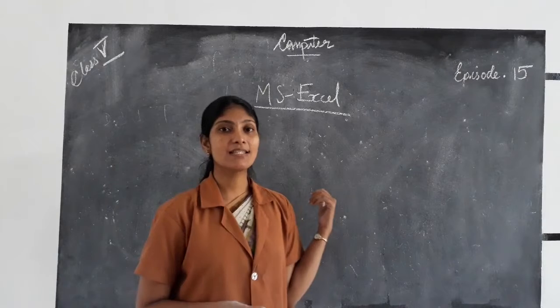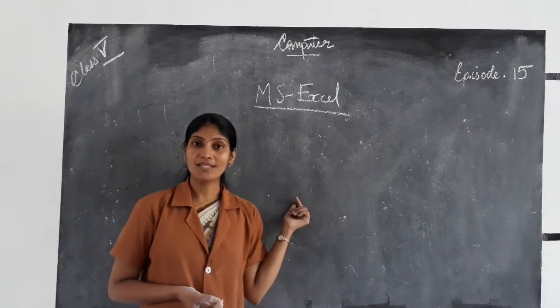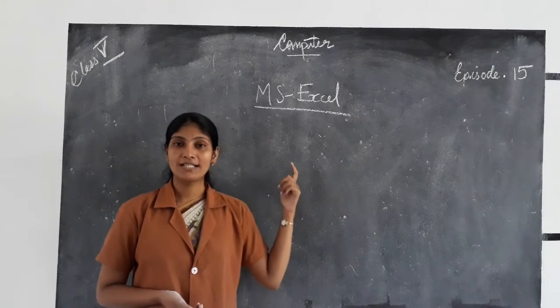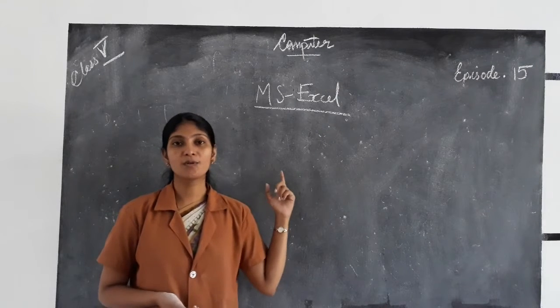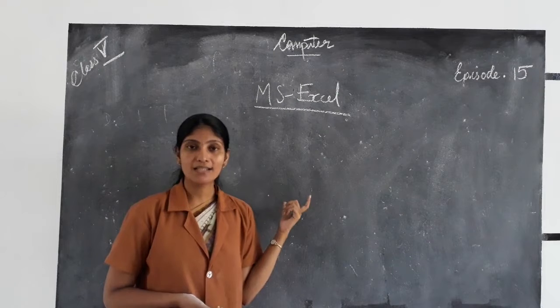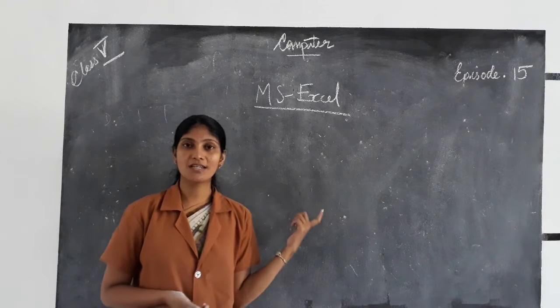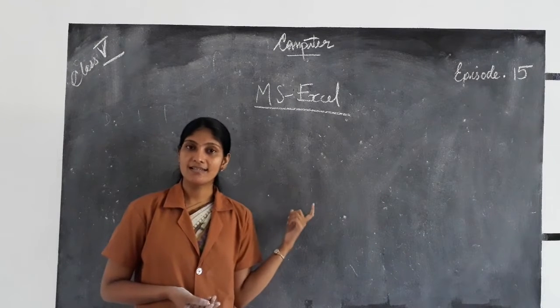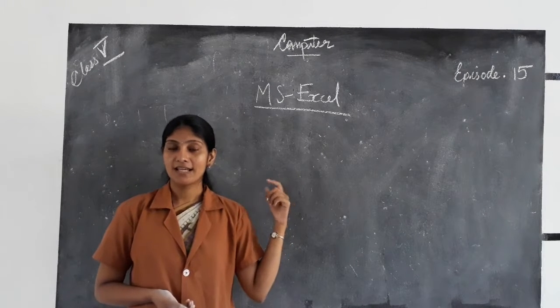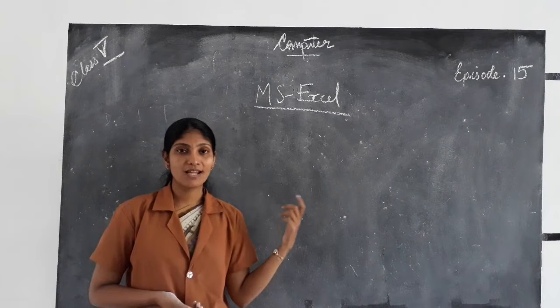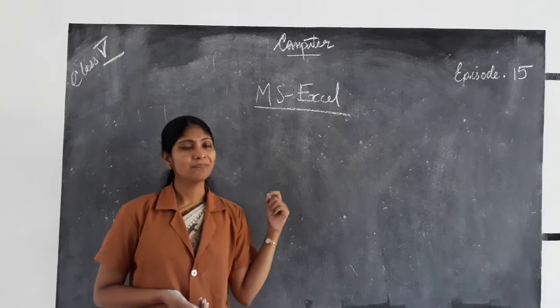Then we discussed which version? 2007. And we discussed the cell address, workbook and worksheet. What is a workbook? A workbook is a collection of worksheets. And a worksheet consists of grids of rows and columns, and it forms a cell by intersecting the column and the row.